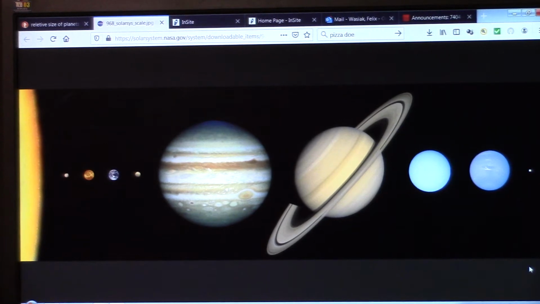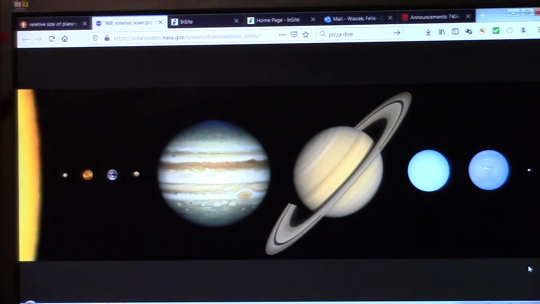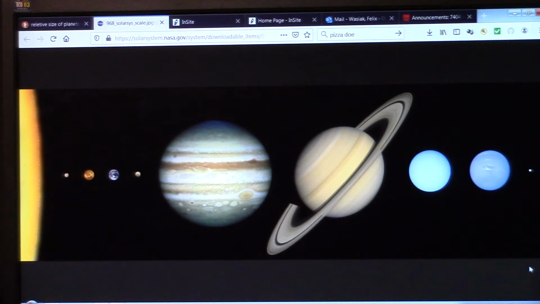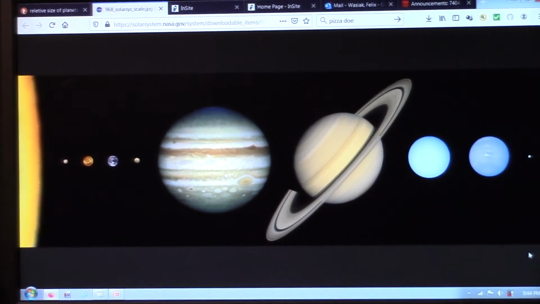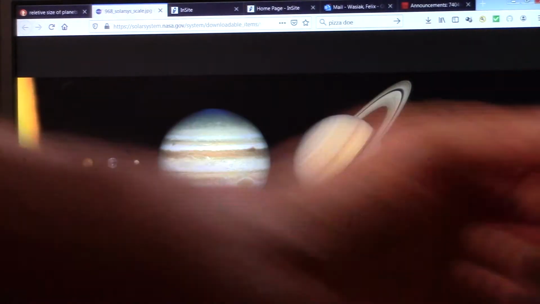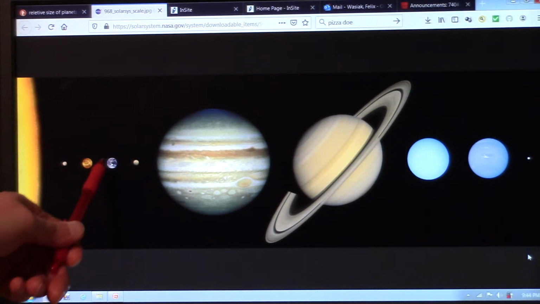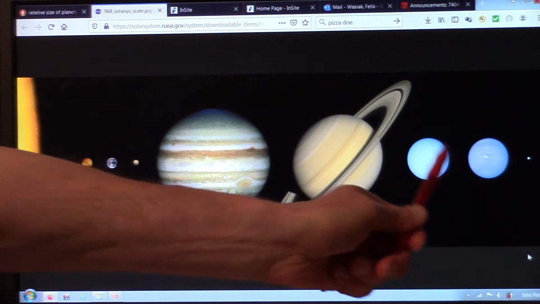So remember, for the test, you have to know the planets in order from the sun. So this is the sun over here. That's the sun. So notice how big the sun is compared to the planets. It's huge, absolutely huge. Let me go down a bit. I think that's about the best I'm going to do. And you have to know the planets in order, right? Mercury, Venus, Earth, Mars, Jupiter, Saturn, Uranus, Neptune, okay?